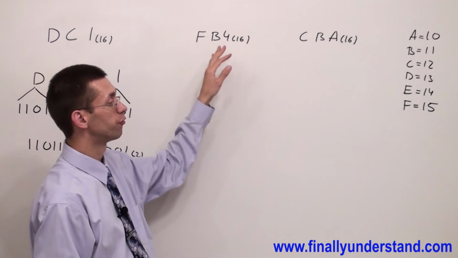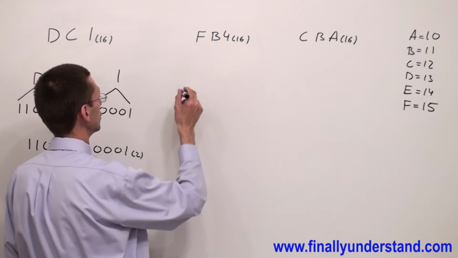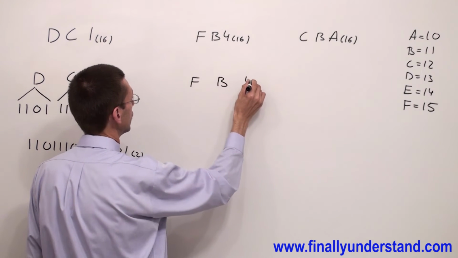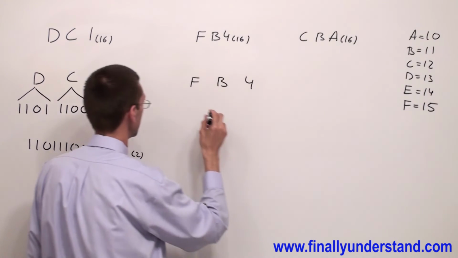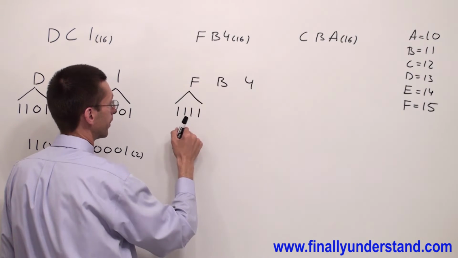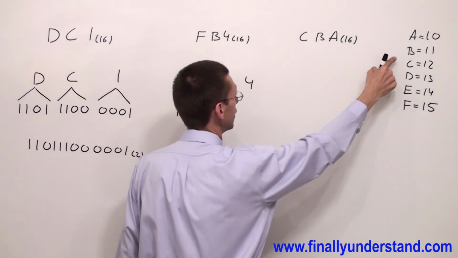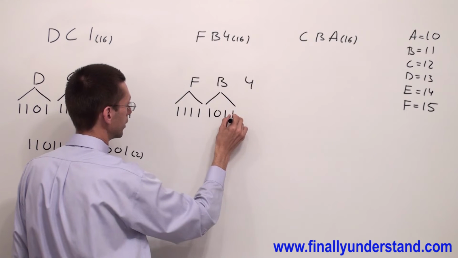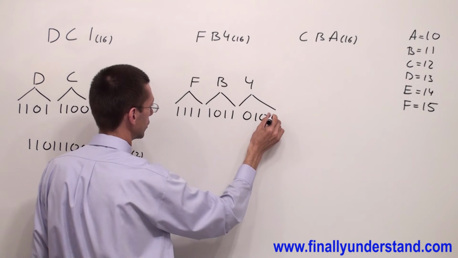We have FB4. We have to convert this number to binary. Again, we're supposed to do the same procedure. We have FB4. F is 15. That's why you are going to write 1111. This is binary 15. B is 11. Binary 11 is 1011. And 4 is 0100.